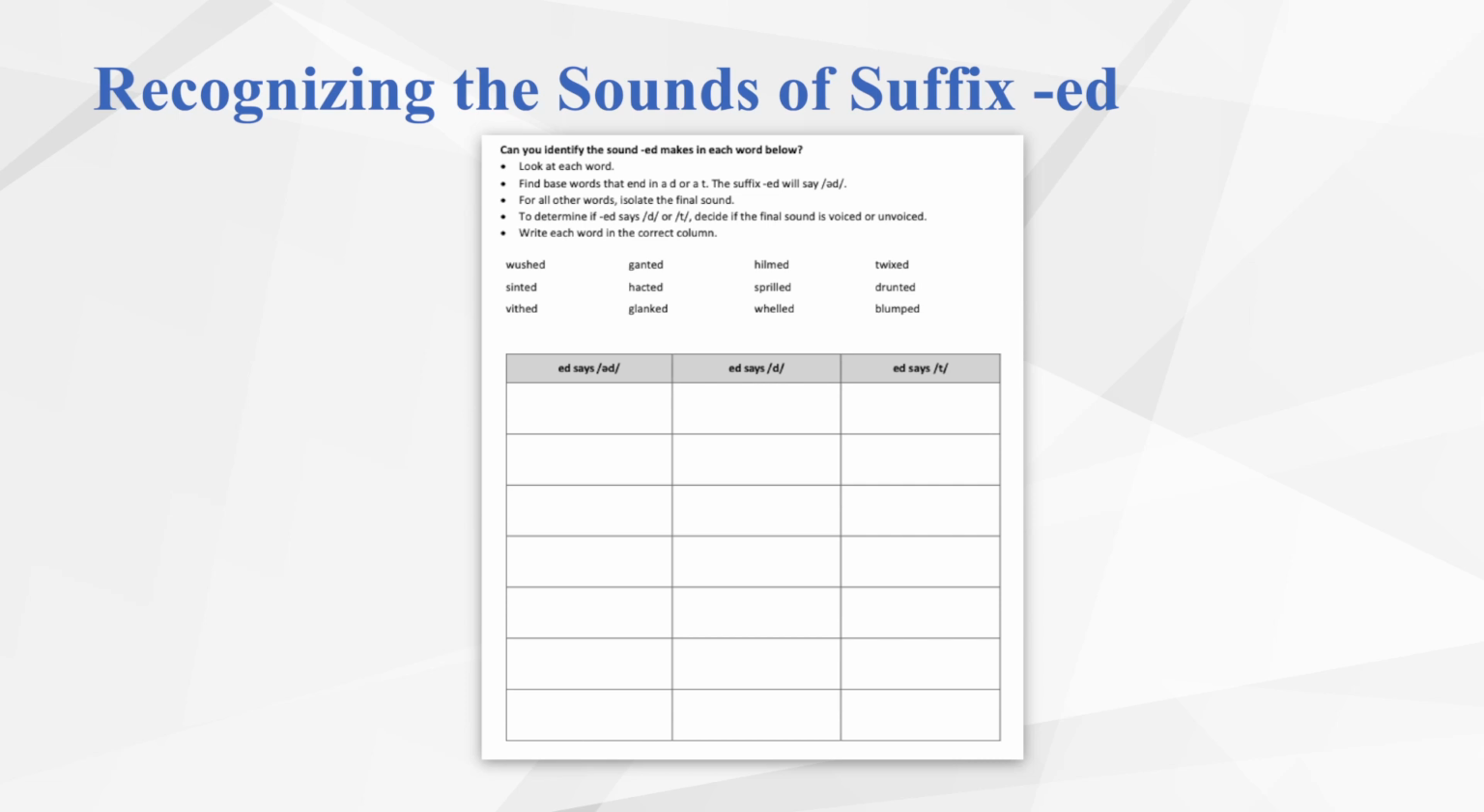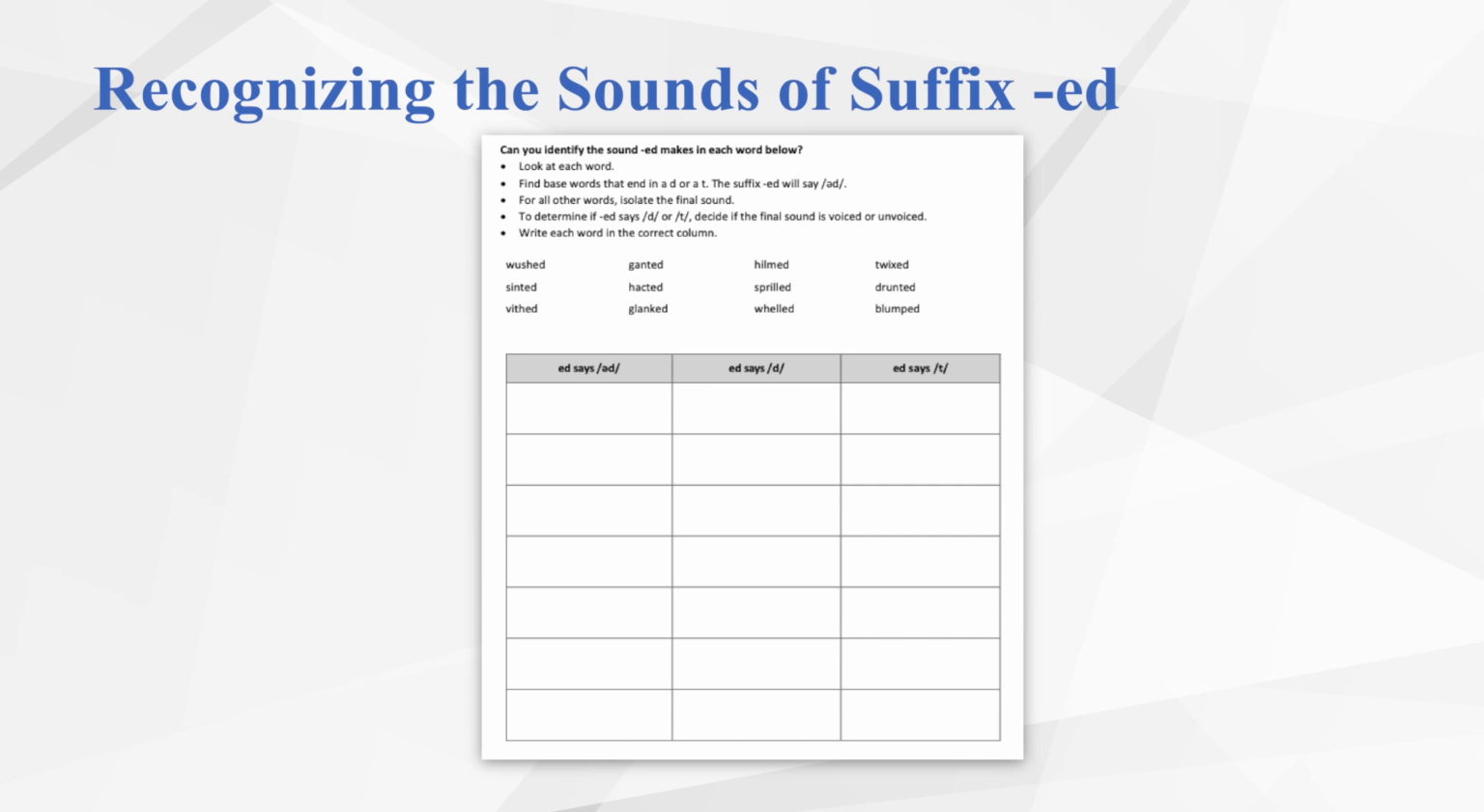Looking at the first word in the upper left-hand corner, we see W-U-S-H-E-D. So wush is the base word. Would it say wushid, wushd, or wusht? First, I know I can eliminate the id pronunciation because the base word does not end in a D or a T. It's not going to say id. Now I need to decide if it's wushd or wusht.